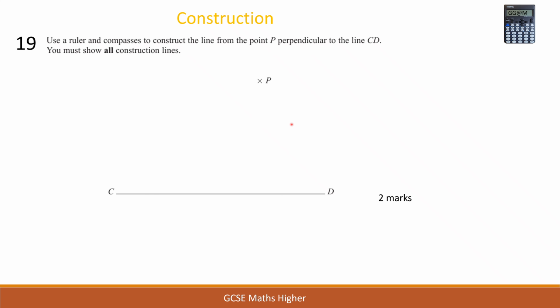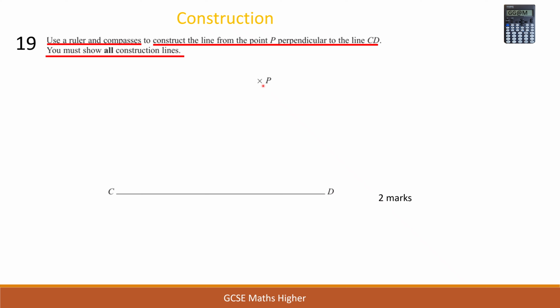Fantastic. So hopefully you've drawn it all out and you've managed to draw some construction lines. So the key words of the question are you've got to use your ruler and compass. Construct the line from the point P that is perpendicular to the line CD. Now here is CD, and this word perpendicular means at right angles. So you've got to draw a line that is at right angles to CD that goes through the point P. So it's going to be a line that looks like this. So you've got to work out how to draw this using your compass. And you have to show all your construction lines.